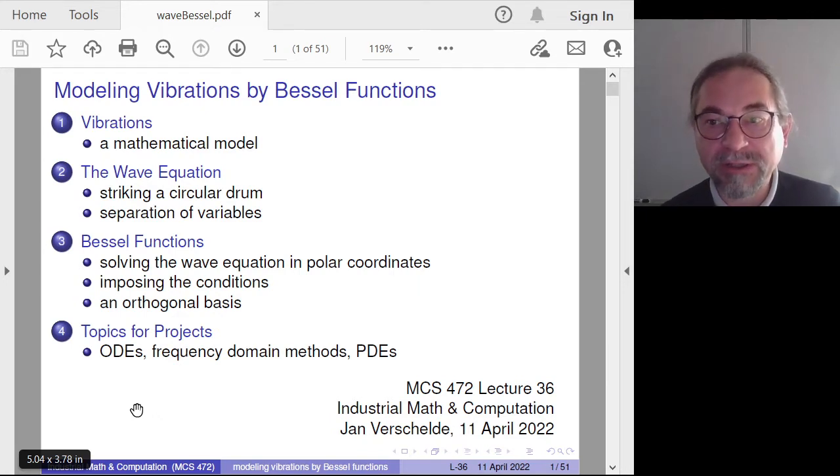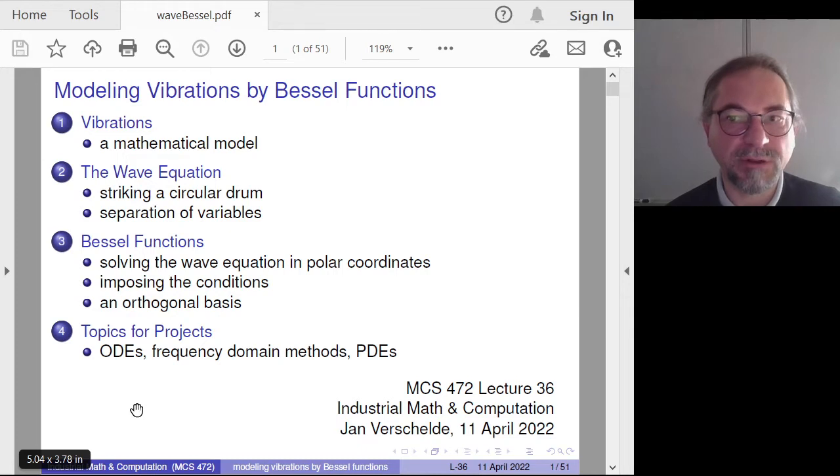So we will apply this wave equation in polar coordinates to model what happens when you strike a circular drum. The method of separation of variables, which we first applied to the heat equation, will also be applied here. So that will be then the third example of this important technique.